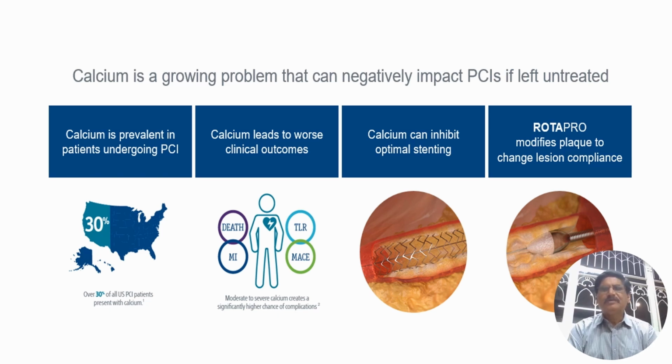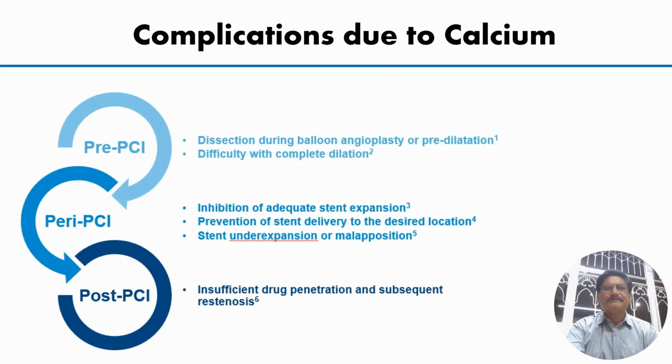Now the RotaPro is a recent device which modifies the plaque, so lesion modification is important for making calcific lesion angioplasty simpler. The complications due to calcium occur pre-angioplasty also, because of dissections with naive balloon angioplasty, and difficulty also occurs when there is dilatation.